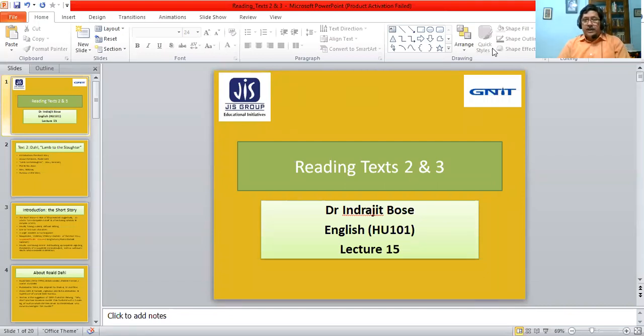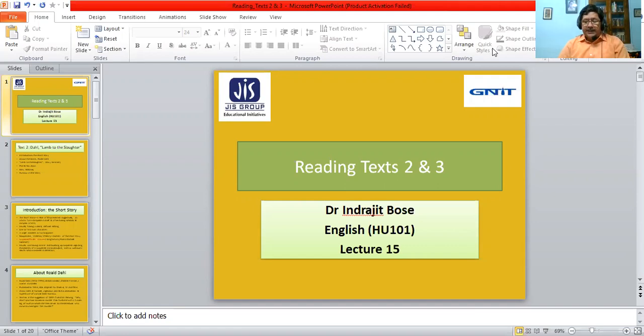This is module 3 of the paper and is called Vocabulary and Reading. Throughout the lectures in this module, I shall be looking at purposes of reading, different types of reading strategies, and the way that they are applied to reading texts. We shall also be exploring the 3 reading texts that are there in the syllabus.